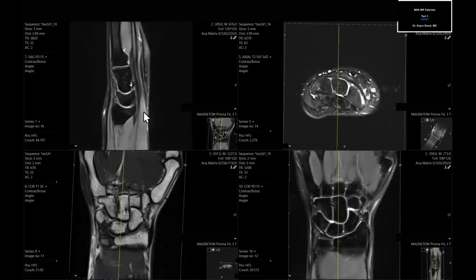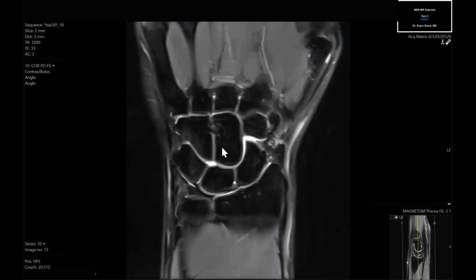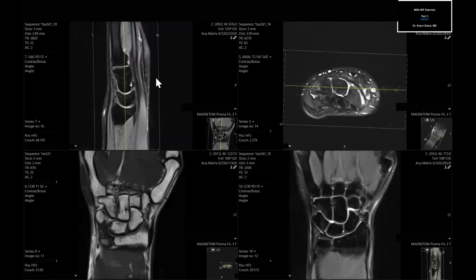The other kind of big constellation of findings that we commonly can see in the wrist is when you get full thickness tearing of the scapholunate ligament and widening of the scapholunate interval in conjunction with proximal migration of the lunate and secondary developing degenerative changes of the radiocarpal joint. And this is all part of what we call scapholunate advanced collapse or SLAC wrist.